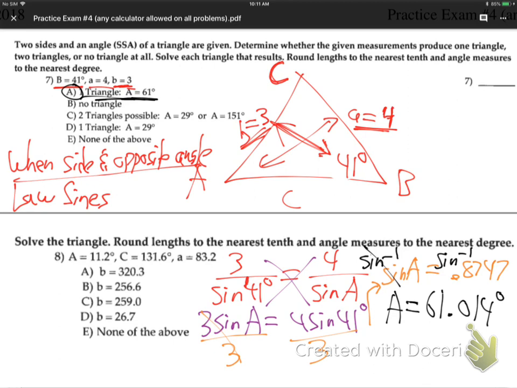You subtract the 61 from 180. Why? Because if that other angle is enough to have the 41 in another triangle, then it can be another triangle. But the reason you subtract from 180 is because it's the same reference angle in the second quadrant.